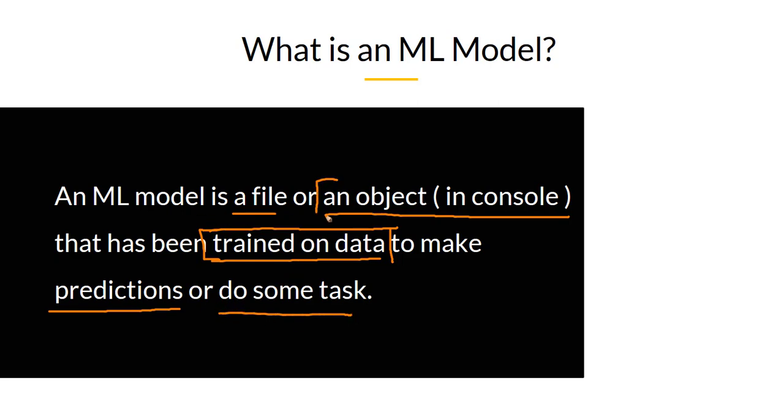Typically, this is an object within your Python or R or Julia console, whichever language you are using. This object may be stored as a file in your file system, and you can load it again as an object in your console and use it.